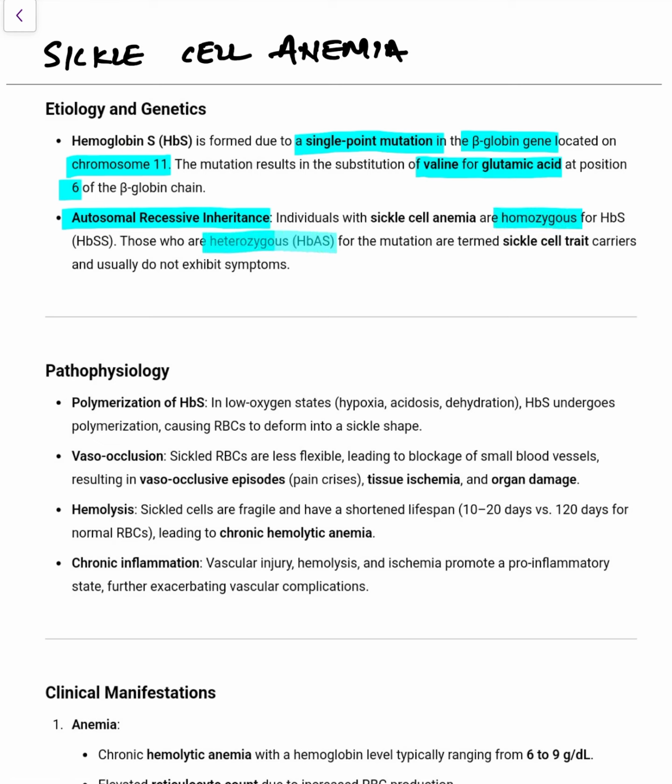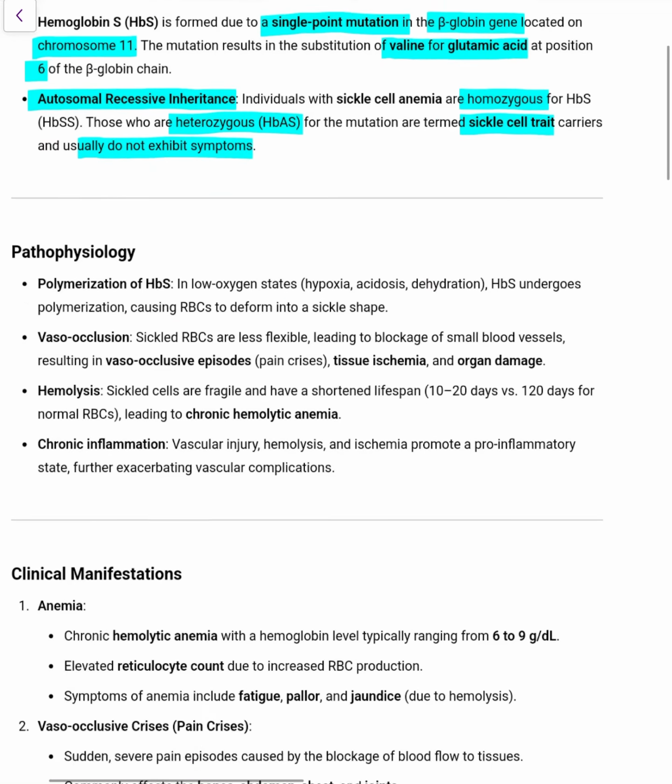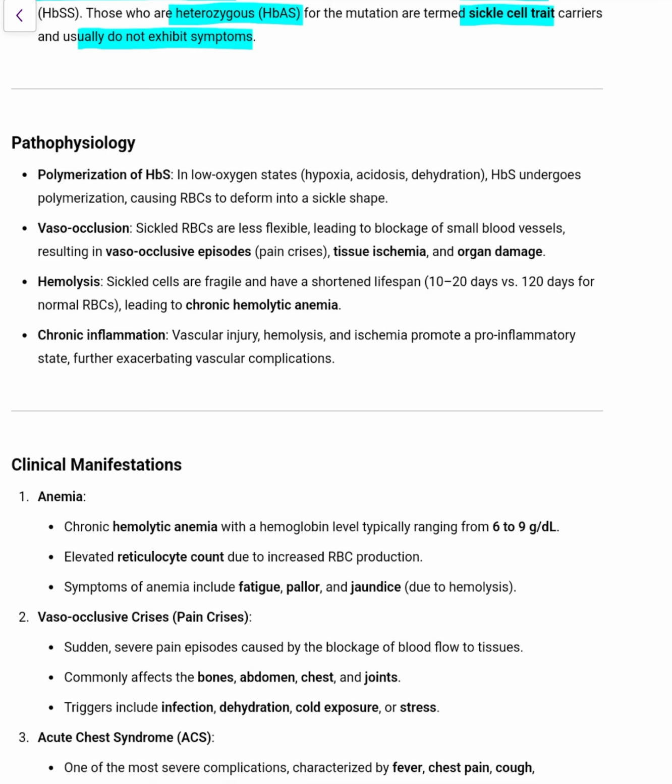In the heterozygous condition, it is called sickle cell trait. So it generally does not exhibit any symptoms. Coming to the pathophysiology, the first and main thing is polymerization of HbS, that is hemoglobin S. Okay, so in any stress like low oxygen, dehydration, or infections, like hypoxia, acidosis, dehydration, what happens is this HbS undergoes polymerization, causing RBCs to deform into sickle cells, or sickle shaping.